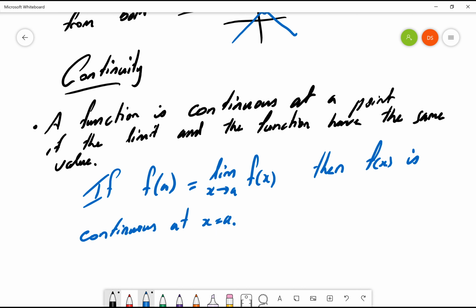Right, that seems a little crazy. But what I'm saying is, if I can draw it without taking my pen off the paper, then it's continuous. Wherever I have to take the pen off the paper, it's discontinuous. So we have continuity, so this is continuous.